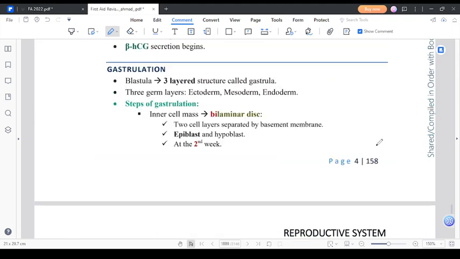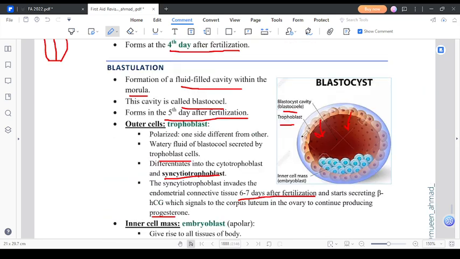Syncytiotrophoblast is the outer structure. Some of the cells will grow such that the cytoplasmic membranes fuse together and a continuous syncytium of cytoplasm is formed with nuclei in between, like these are the nuclei. So these nuclear structures are present in between. This particular thing is called a syncytiotrophoblast, a composite structure. No differentiation between the cells is present in the syncytiotrophoblast. Such a structure is called a syncytiotrophoblast. And what does it do?